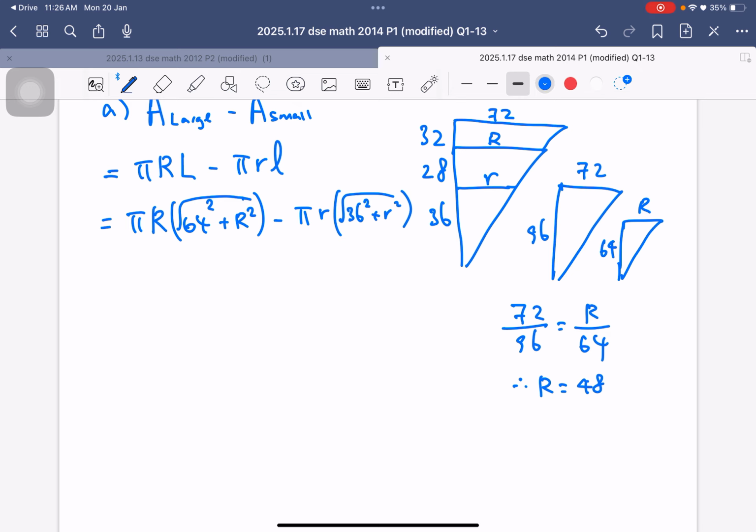So you can say that we have 72 divided by 96 is equal to what divided by what? We consider the small triangle. This is R, this is 36. So 72 divided by 96 is equal to R divided by 36, giving you the small r is equal to 27. Then we can substitute the big R and the small r into our equation. What is big R? 48.